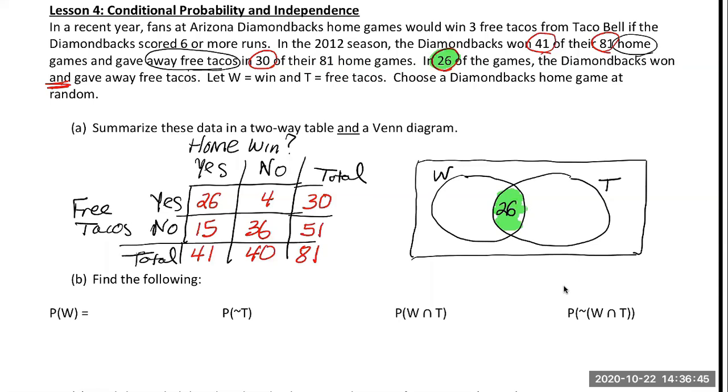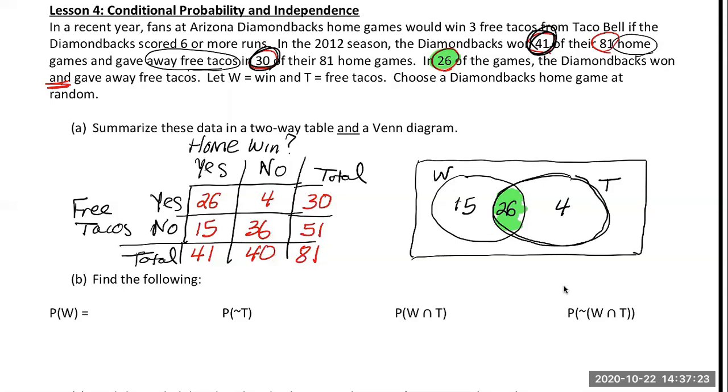Now the 41 wins, do not put 41 here, because 41 plus 26 is 67 wins. They didn't win 67 times. So we actually need a number like 15. 15 plus 26 is 41 wins. And then the same idea on the other side, there were 30 free taco distributions. So that would be 4. 4 plus 26 is 30. So everything in this T circle should add up to 30.